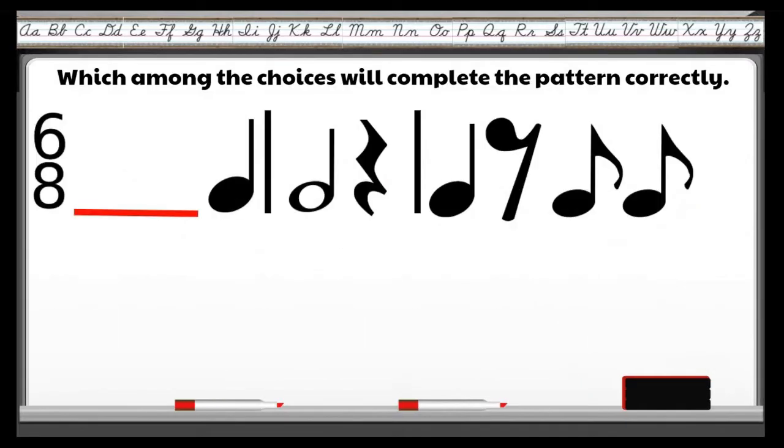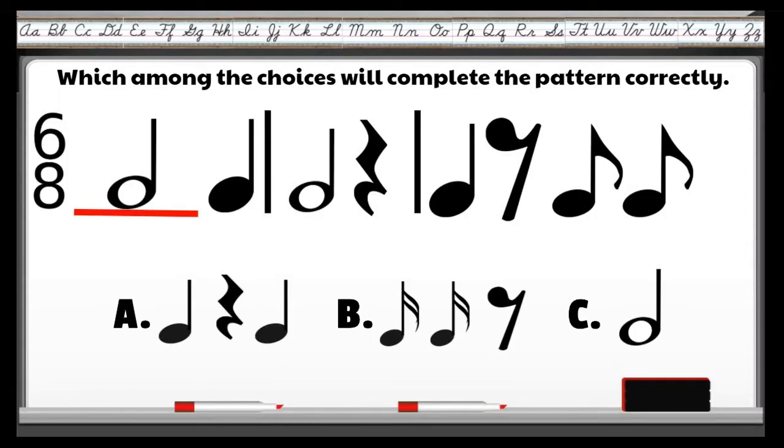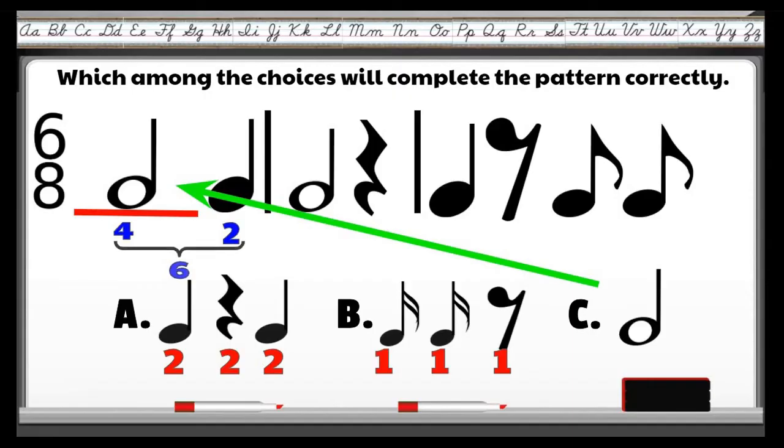For the next challenge, identify from the choices which will complete the pattern correctly. What do you think is the answer? Great job! It's letter C, half note. Half note has 4 beats, and a quarter note has 2 beats. 4 plus 2 is equal to 6.